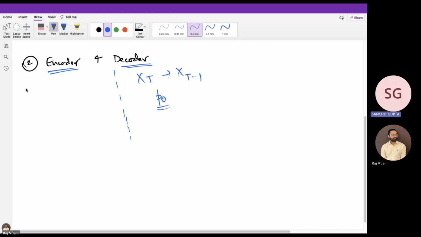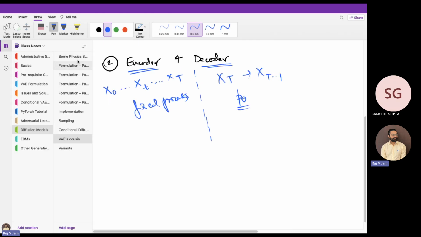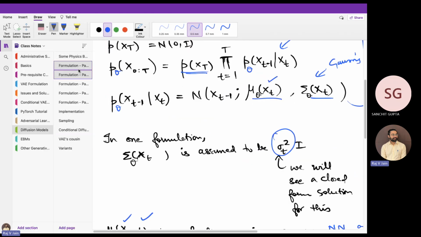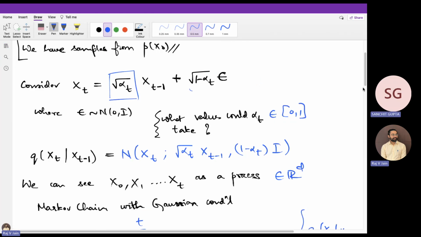Correct. Because all of this process that we have, x1 to, let's say, this x capital T, is a fixed process. But alpha also needs to be learned, no? No. Again, see, alpha we kept fixed. We said alpha is something that we fix. We fix the schedule also. Oh, I see.